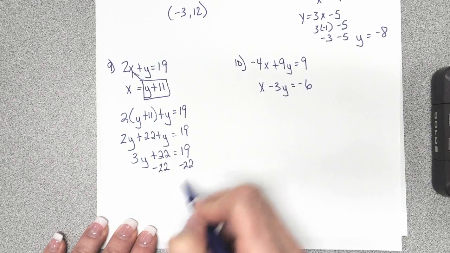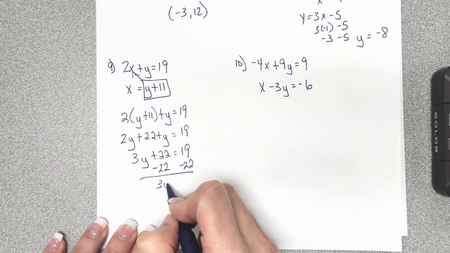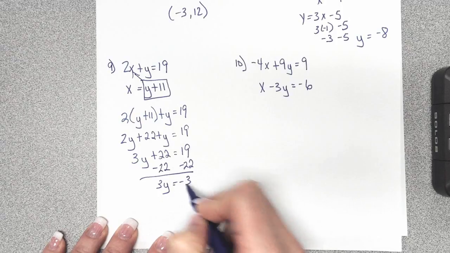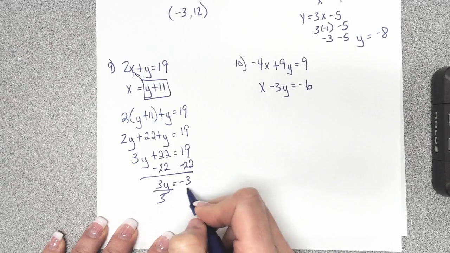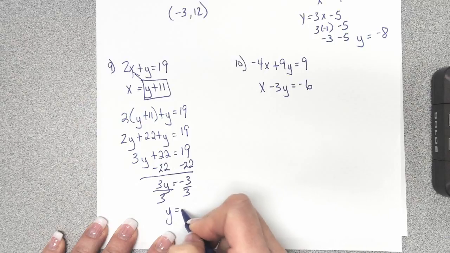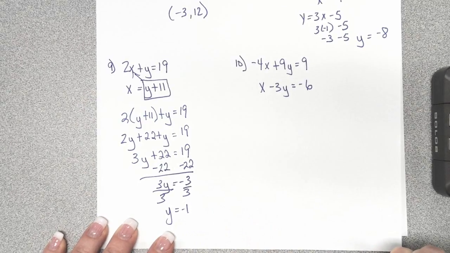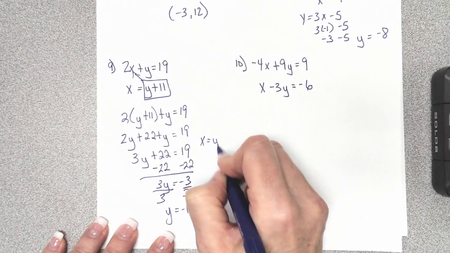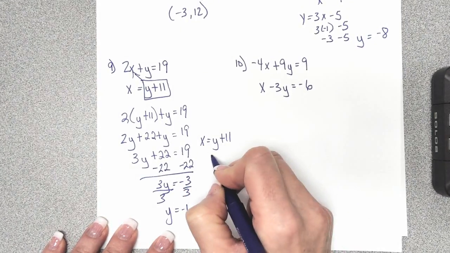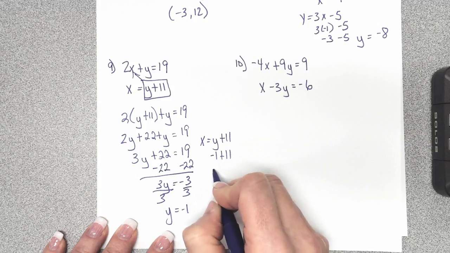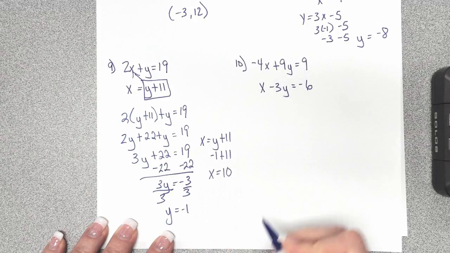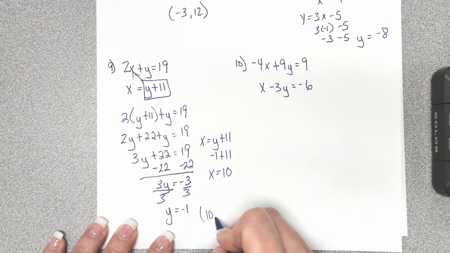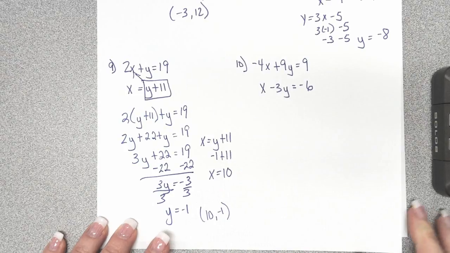Subtract 22. 3y equals negative 3. Divide. Y equals negative 1. Go back, pick up your equation. X equals y plus 11. We now know y is negative 1 plus 11. So x equals 10. So my answer is 10, negative 1.